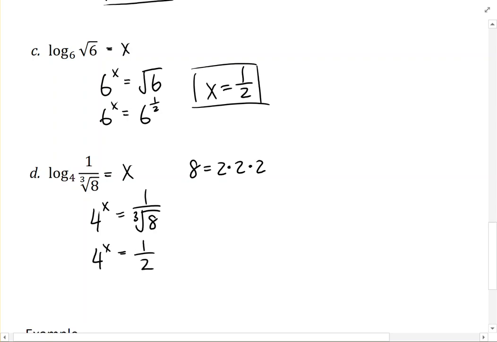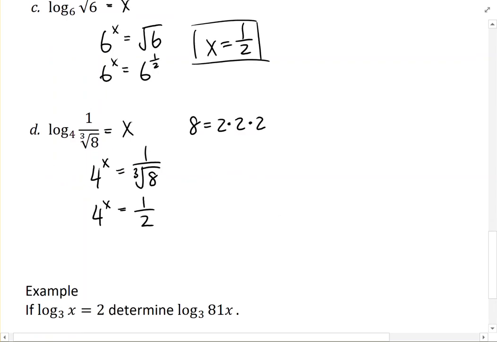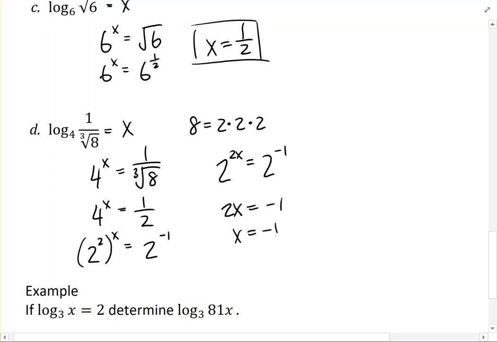Can we change this to the same base? I think we can. So it will be 2 to the 2, this whole thing to the x, equals 2 to the negative 1. Okay, let's just write it some more. So we know 2 to the 2x equals 2 to the negative 1. We're going to make our exponents equal each other, since the bases are now the same. So 2x must equal negative 1. So x must be negative 1 over 2.